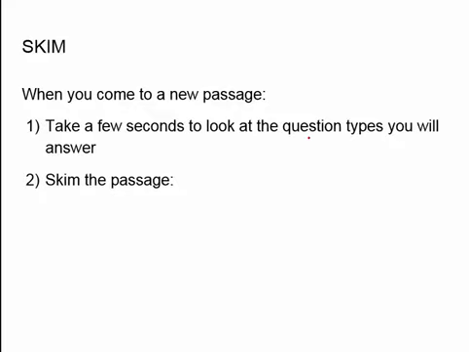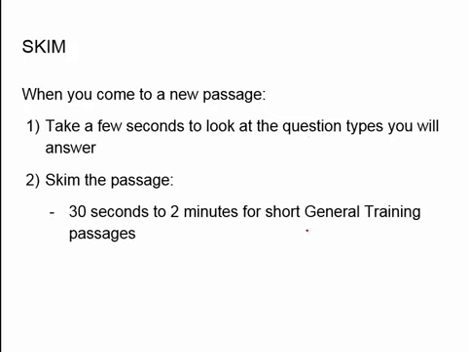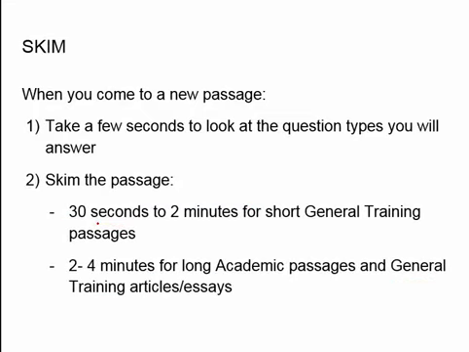After you've looked at what question type you're going to answer, then turn to your passage. If you are taking the general training IELTS exam, expect to spend about 30 seconds to 2 minutes skimming the shorter passages that come at the beginning of the general training reading paper. At the end of the general training reading paper, you're going to have a longer passage, and all of the academic reading passages are long as well. So for those, you should spend 2 to 4 minutes skimming the passage. You are doing this instead of reading it carefully from beginning to end.